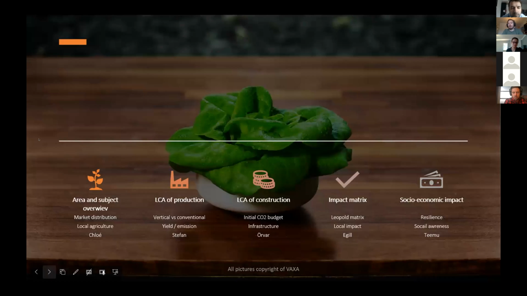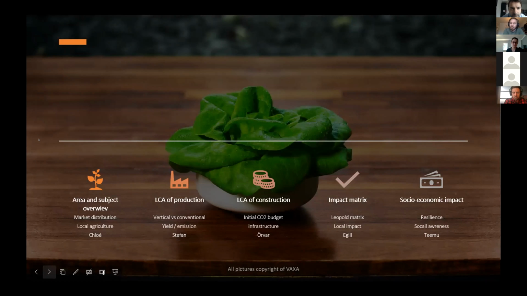We're not going to do a classic divide of the workload by spheres. We're more going to concentrate on the scientific paper or the assessment areas. So we are going to start off with an area and subject overview. This is more to introduce the reader to what the current situation is.